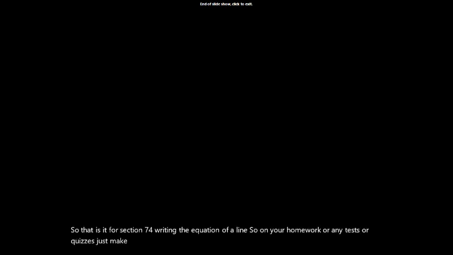So that is it for section 7.4, writing the equation of a line. So on your homework or any tests or quizzes, just make sure that you are writing the equation in the form that it tells you to. Now, if I don't specify what form I want you to write it in, you can feel free to use point-slope form. So just make sure that you are reading the directions and following the directions.